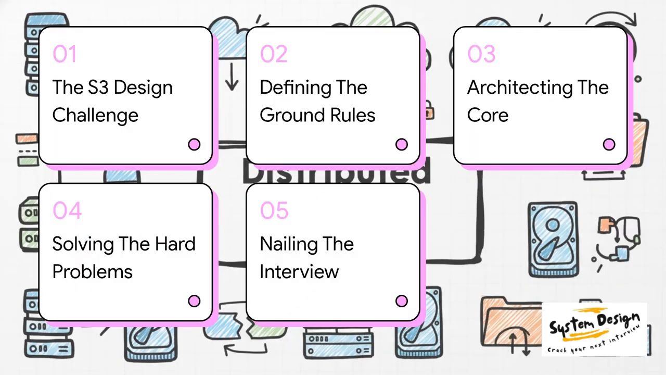So we're going to tackle this in 5 key stages. First, we'll pin down what the problem actually is. Then we'll architect the core system. After that, we'll get into the really hard problems, the stuff that makes it scale. And finally, we'll wrap it all up with how to nail the interview itself. And this structure, it's not just for us here. This is the exact roadmap you should be using in the interview to guide the conversation. It shows you think clearly and methodically.